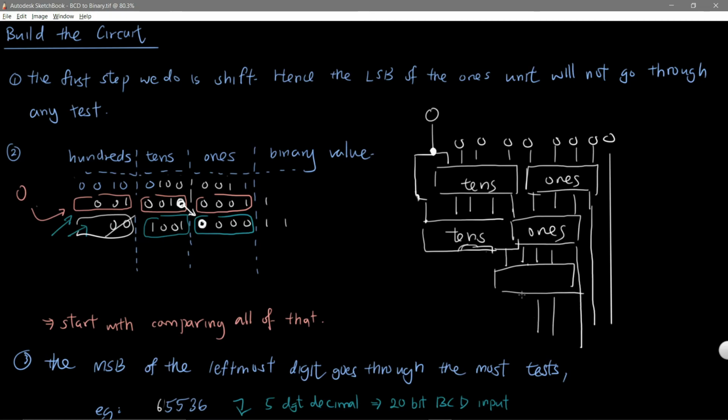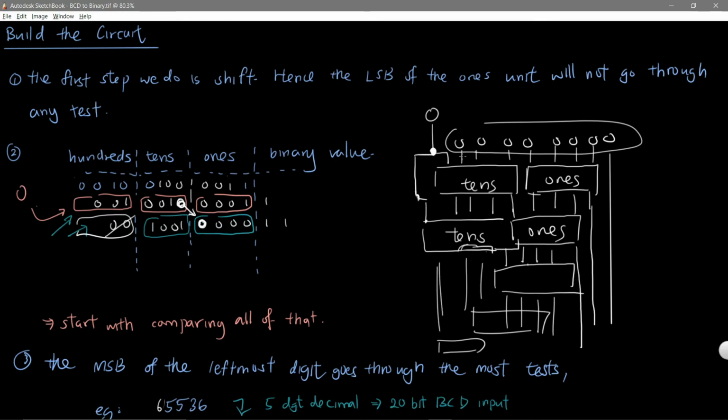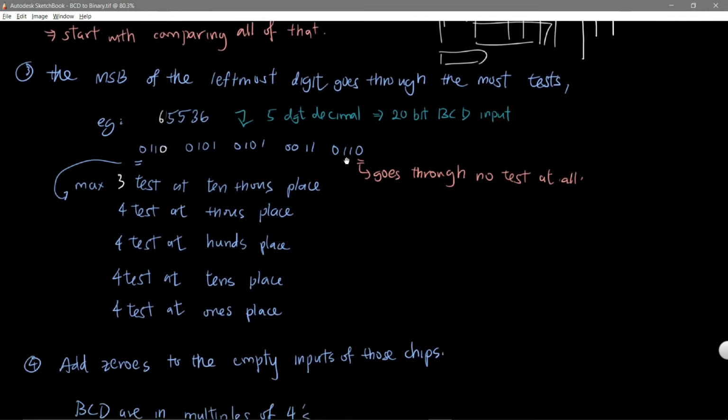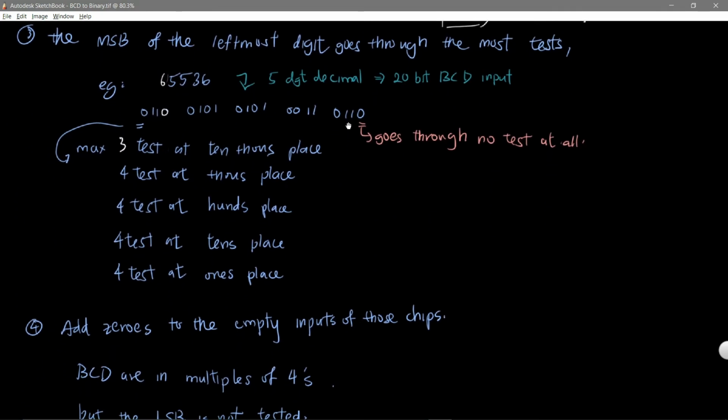And so you just go through all the way until you have tested all of these original input bits. And so the circuit goes like this. Alright, for a deeper understanding, we should go through 3 and 4 here. So the most significant bit of the leftmost digit goes through the most tests.